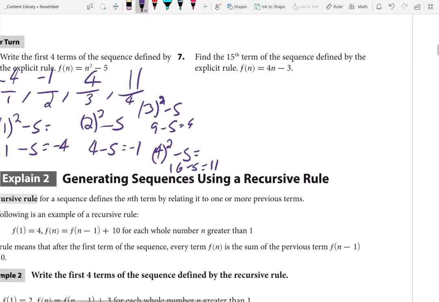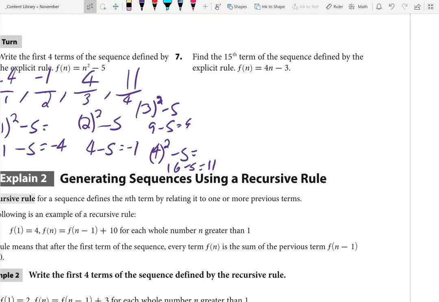All right, now number 7, find the 15th term of the sequence defined by the explicit rule. So remember, we don't have to find the first 14 terms in order to do this. If we want the 15th term, we can just plug 15 in for n. That's the nice thing about the explicit rule.